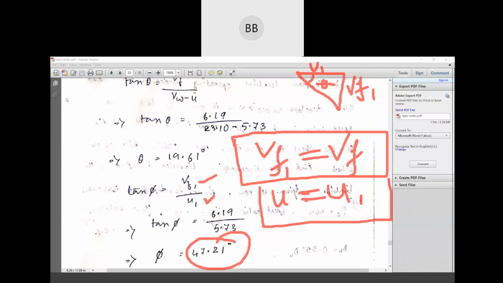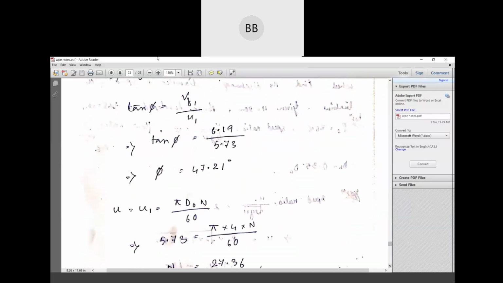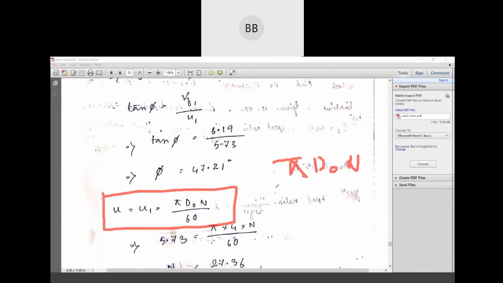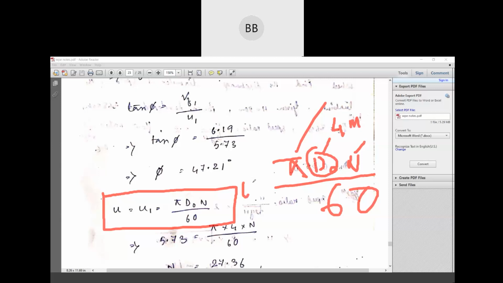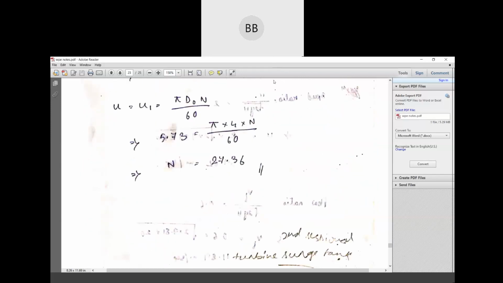At last, again, we need to find out the speed of the turbine, that is N. So we are going to use this equation: pi D naught N divided by 60. Here pi value is known to us, N value we need to calculate, D naught is given 4 meter, divided by 60. U value we have already calculated. So from here you can directly find out the N value, that is 27.36 rpm.